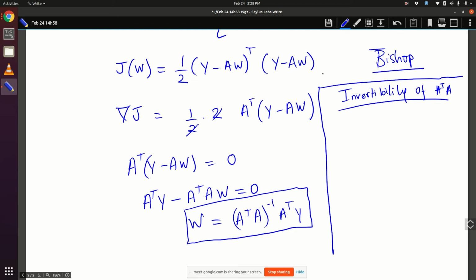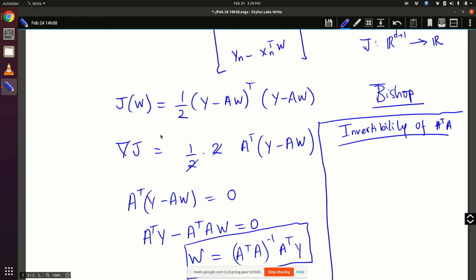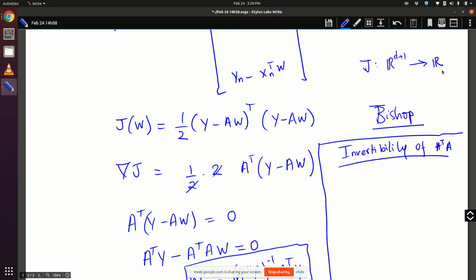Could you explain that delta J step? How did you get to A transpose once again? See, J is a function from R^(d+1) to R. Do you understand this? Yes, sir. And when I say gradient of J, it will be a collection of partial derivatives: del J by del w0 all the way till del J by del wd. Now this particular step that I did, which gave you this, is something you have to see yourself. If you want to prove this statement, that this derivative is 2 times A transpose times this, what you need to do is take a small example.